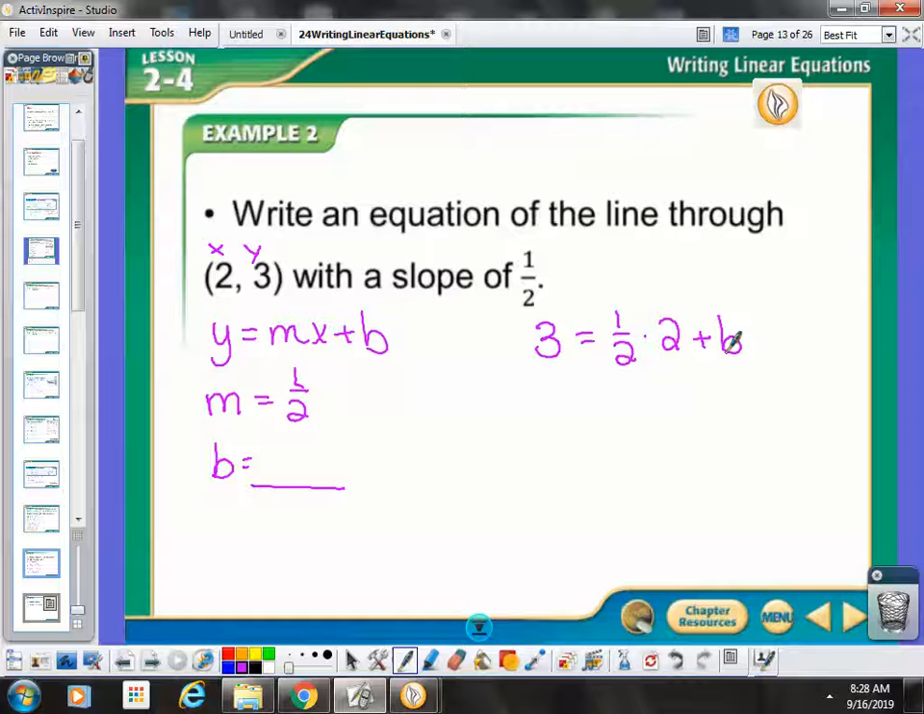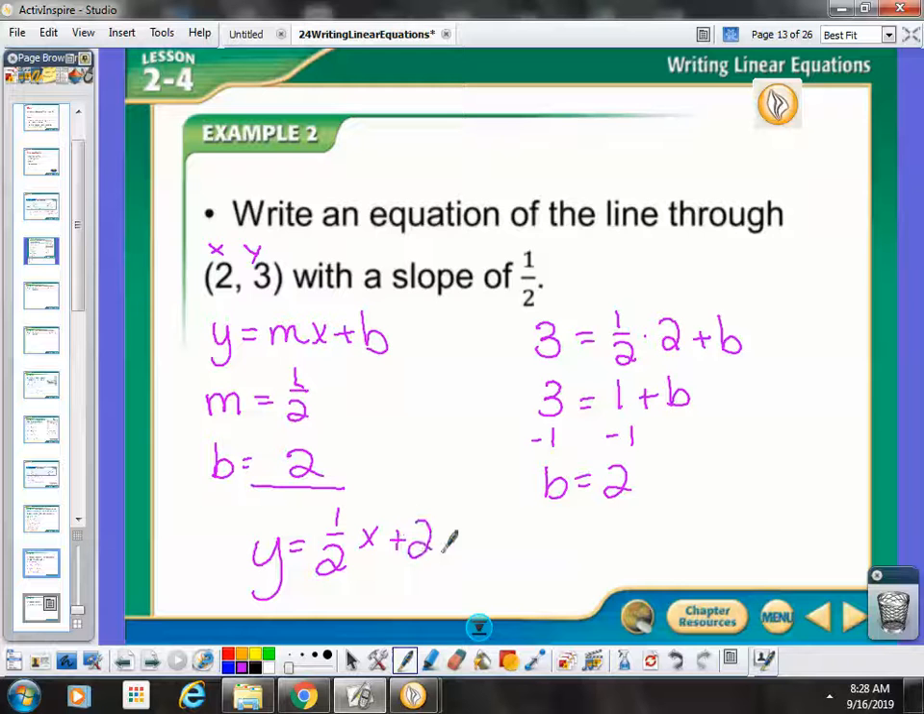What is half of 2? 1. Subtract 1 from both sides, so b is 2. So I'll write my equation as y equals 1/2 x plus 2. I don't want you to get the two confused. Slope-intercept form, you need a slope and a y-intercept. In point-slope form, you need a point and a slope, just as their titles suggest. Now, I don't care, like I said, which way you do it.